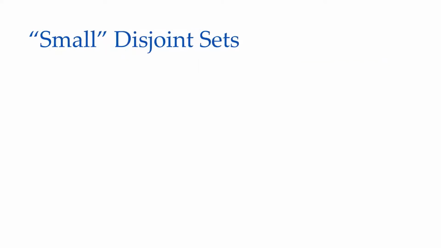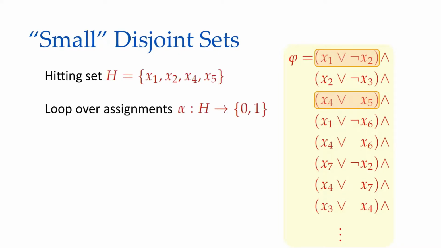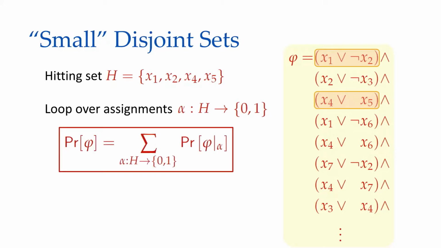Returning to where we were in this majority 2-SAT problem, we were considering what happens if we find a small disjoint set in the 2CNF. In this case, we saw that we actually get a small hitting set of variables, and each assignment alpha to these variables induces some 1CNF phi sub alpha. So to count satisfying assignments for phi, we can loop over these alpha assignments, add up the counts for each phi sub alpha, and get the total count.